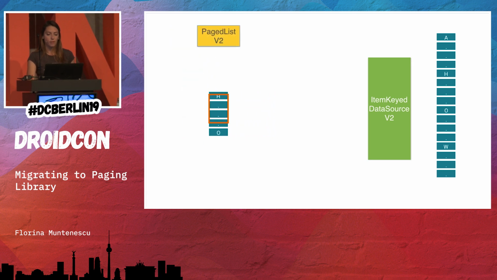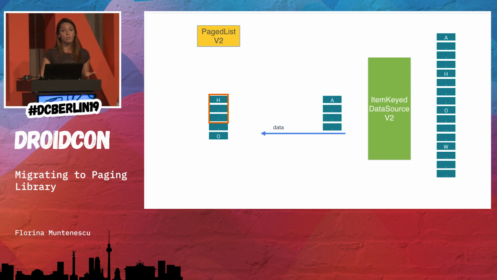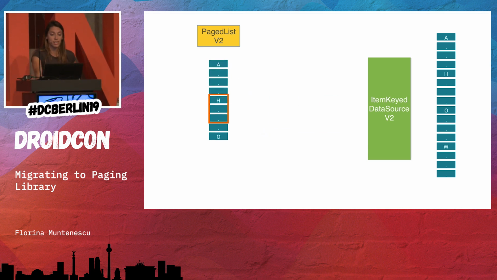Also, if you're scrolling up, it means that you need to load the items before a specific item. So you need to implement the load before method. But here again, you know what the key is, you know what the requested load size is, so you know what to ask from your backend, if this is how your backend gives you the data.